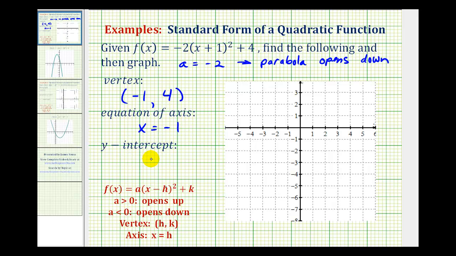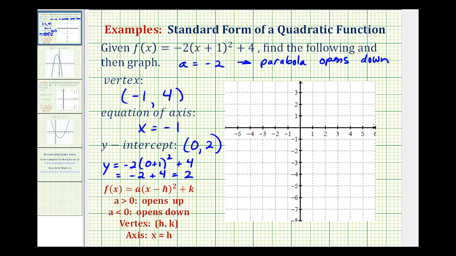And then to find the y-intercept, we have to set x equal to 0 and solve for y. Remember, y is equal to f of x. We would have y equals negative 2 times the quantity 0 plus 1 squared plus 4. So 1 squared is 1, times negative 2 is negative 2, plus 4 equals positive 2. Remember, the y-intercept is a point, so the x-coordinate would be 0 and the y-coordinate would be positive 2.